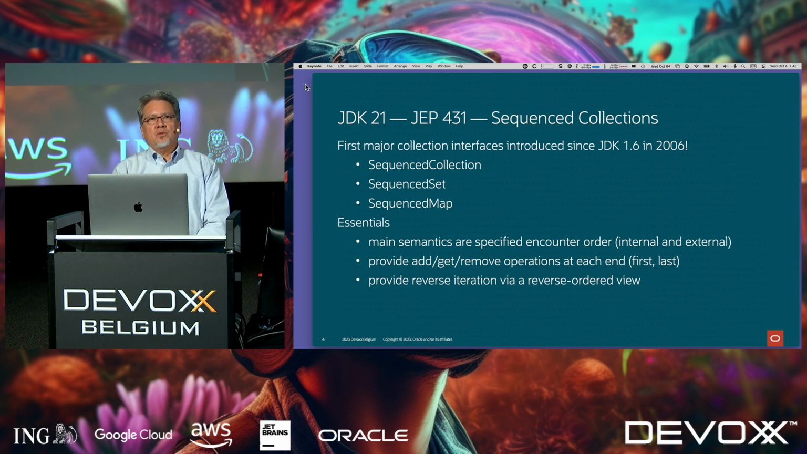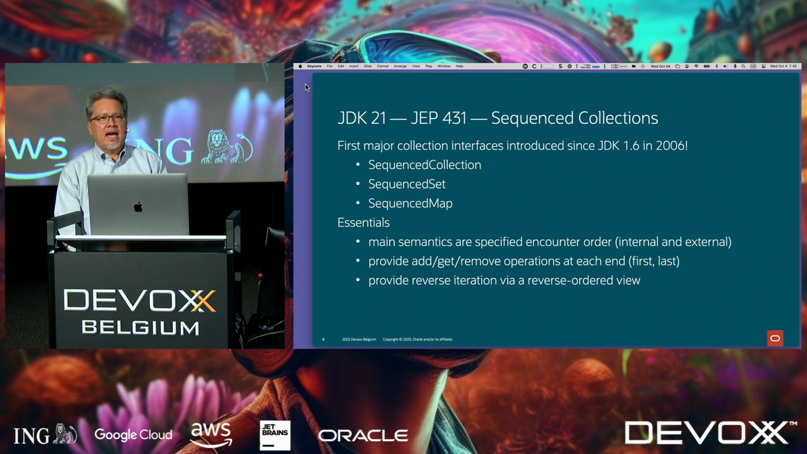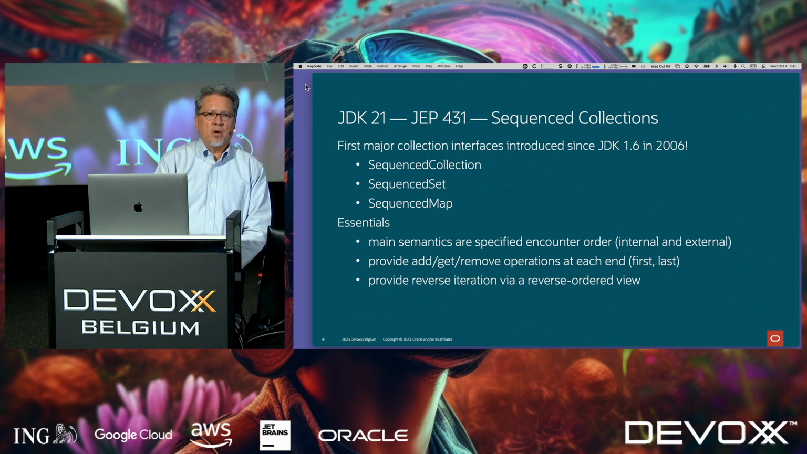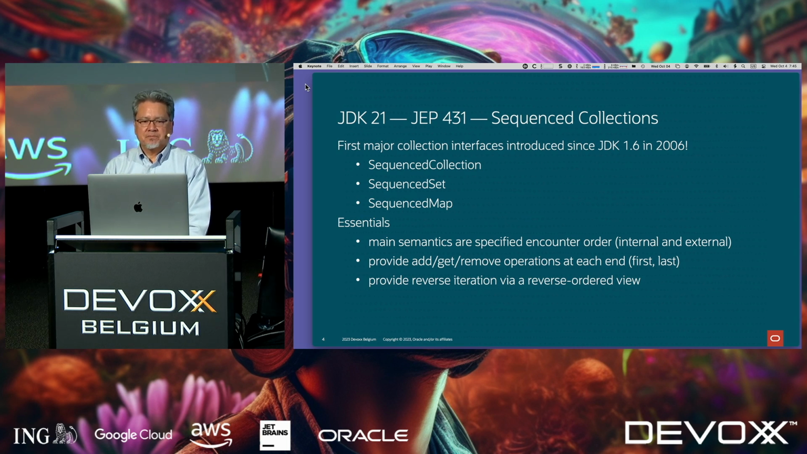I think you have to think a little bit, but it should be fairly obvious that a collection has a finite number of elements, and if it is ordered, then there has to be a first element, and there also has to be a last element. And so we provide add, get, and remove operations for elements at both ends of the collection.